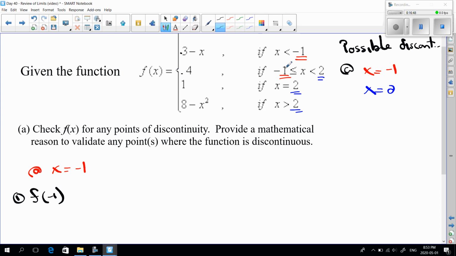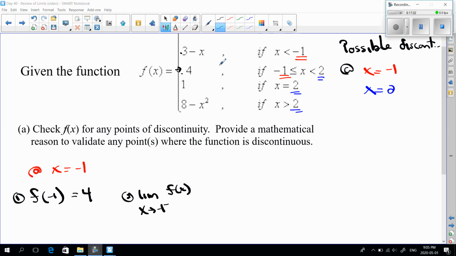f at -1 would be defined on this portion of the curve because it says x is greater than or equal to -1. It can equal -1. So I'm looking at this portion of the curve, and f at -1 would just be 4. This portion of the curve is just a horizontal section. Next thing I need to do is find the limit as x approaches -1 from the left of f of x.